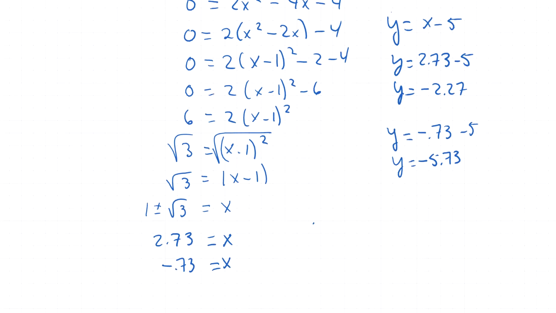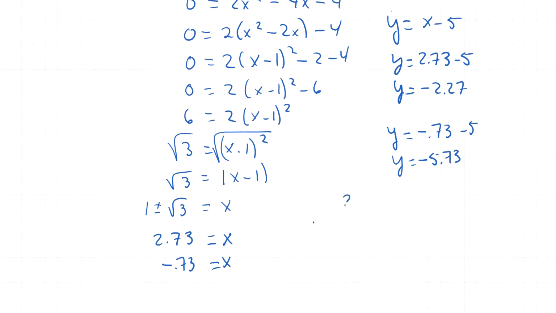So our two solutions are when x is 2.73, y is negative 2.27, and when x is negative 0.73, then y is negative 5.73. I checked the answers in the back of the book and at the help screen, and these aren't the same answers. I've reworked it a few times, and these are the answers I come up with.